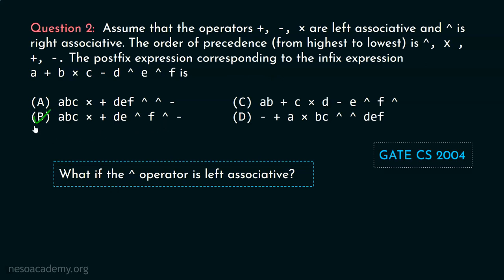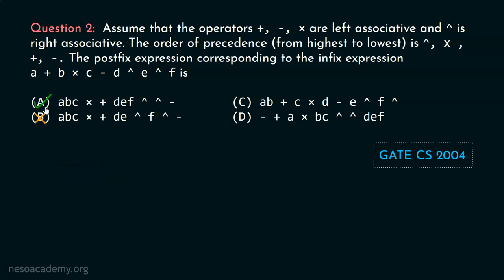It might be possible that you will accidentally mark this as the correct answer, right? But as you can see, the power operator is right associative. Therefore, option A is the correct option and not option B. Okay. If power is left associative, then option B is the correct option. I hope the whole idea is clear and these two questions are also clear to you.